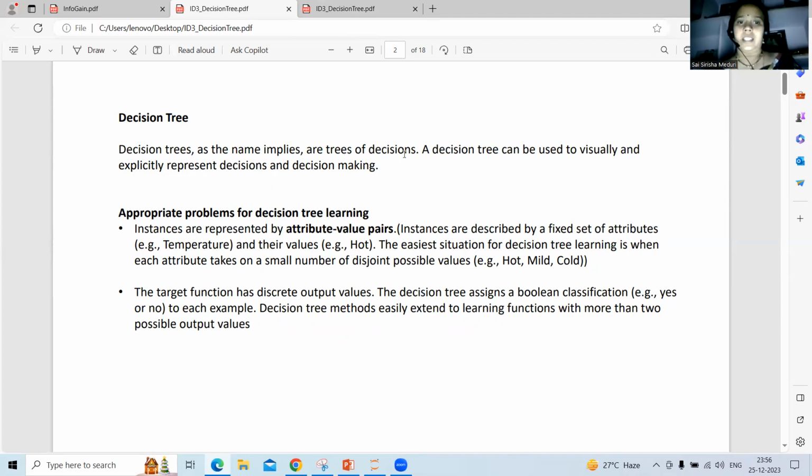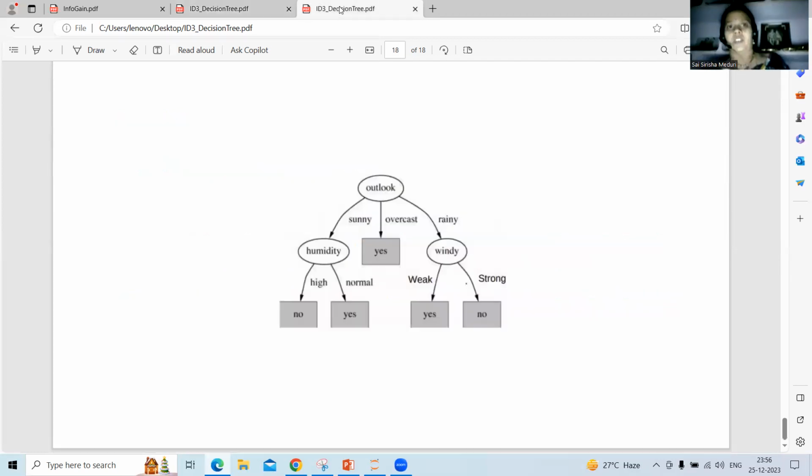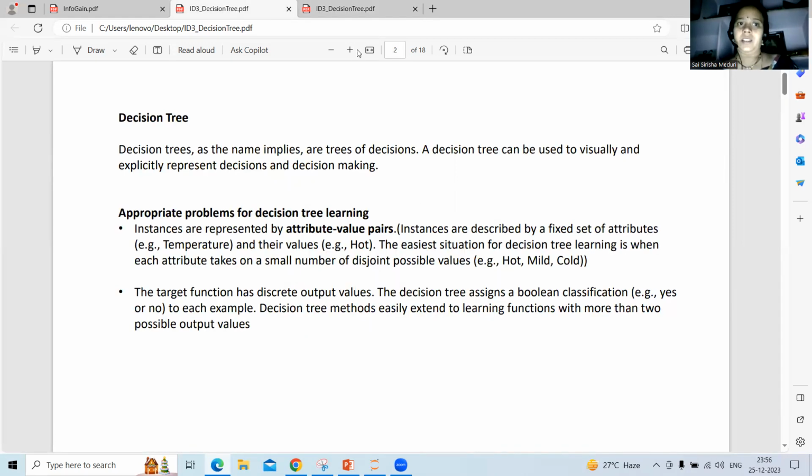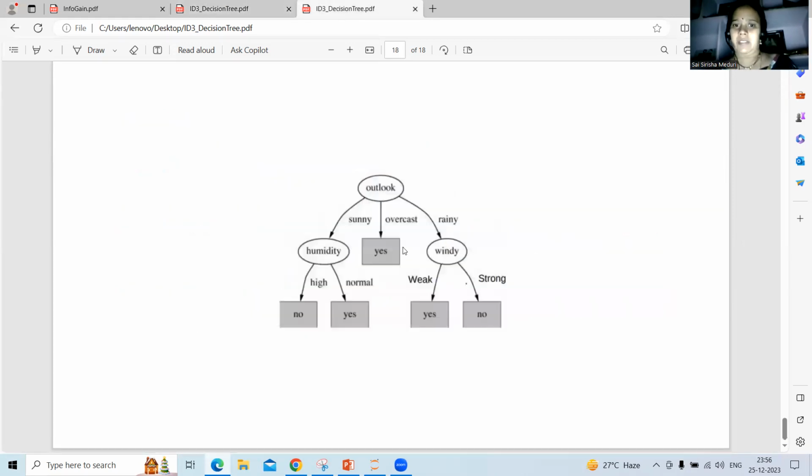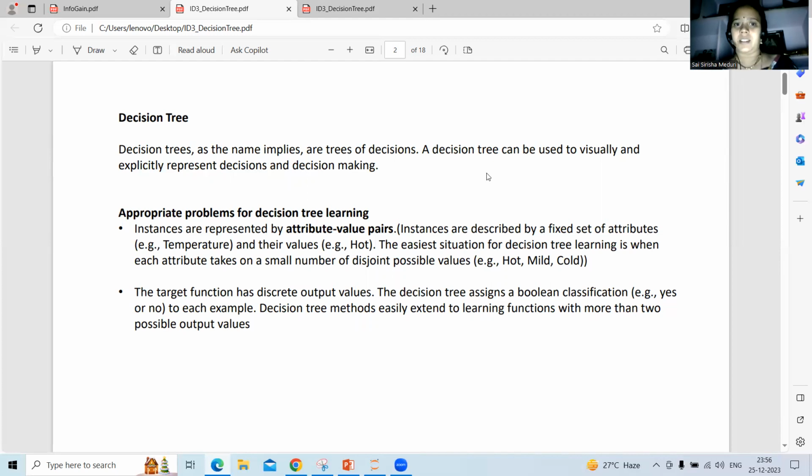So it is nothing but a tree of decisions where we can go through a specific branch and say that this will happen. For example, as VC has already highlighted, if it is rainy and there is weak wind, yes, a person can play. If it is rainy and there is strong wind, no, the person cannot play. These are all decisions at each level. This is nothing but a decision tree.